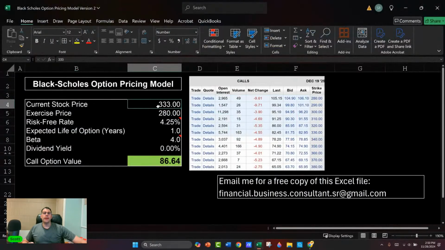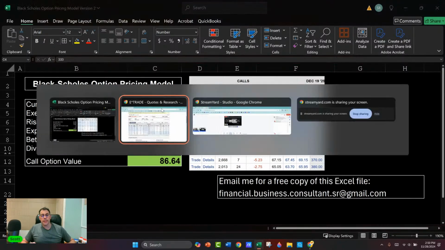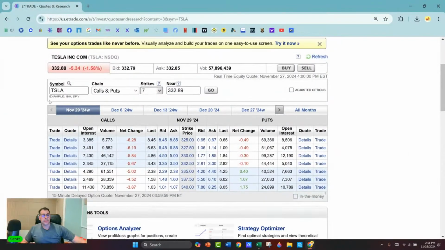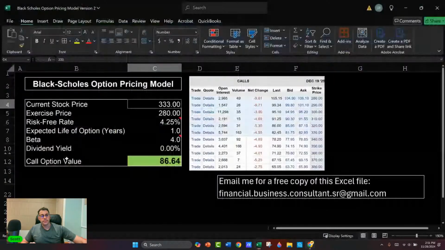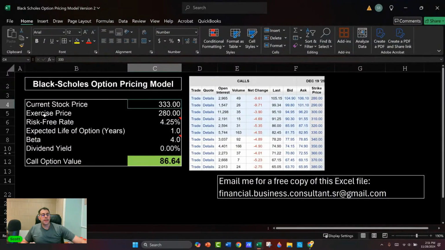In the video I just did, I'll do the same example, but we could do other tickers. So you just have to enter these values here, and then it gives you the price of the option. The current stock price is about 333, Tesla's current stock price. And then the exercise price.